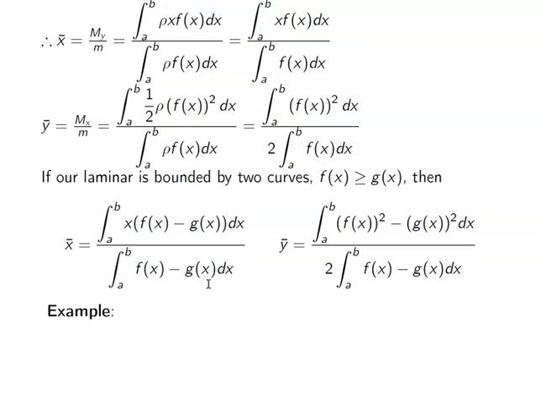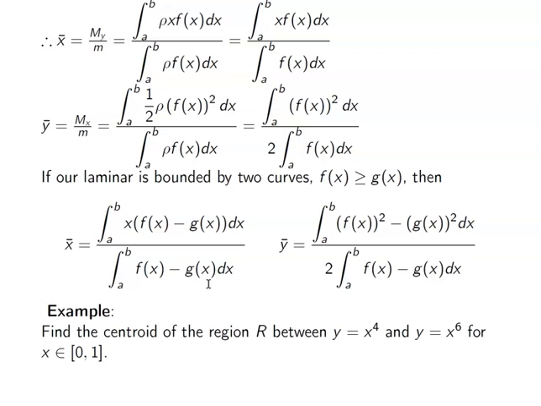Okay. So let's go ahead and do an example, right? Formulas are great, but if we don't have an example, then it's not as clear what we need to do. So let's find the centroid of the region R between y equals x to the fourth power and y equals x to the sixth over the interval from 0 to 1, bounds included. Okay. So in order to find the centroid, I need the moments about y, I need the moments about x, and I need the mass of the system so that I can find x bar and y bar, which is the centroid of the region R.